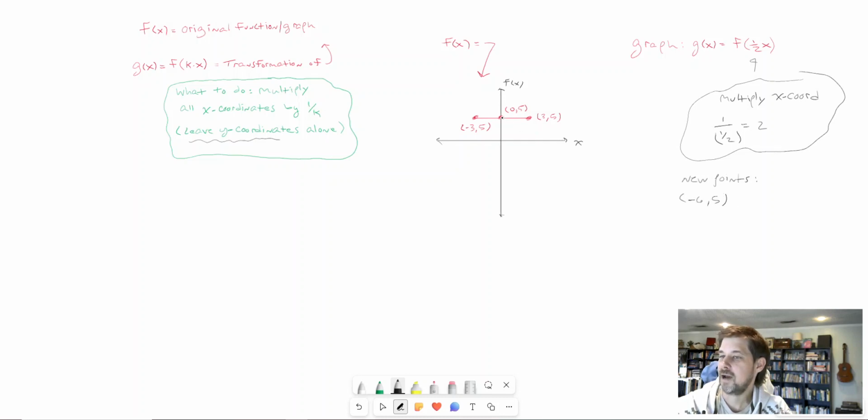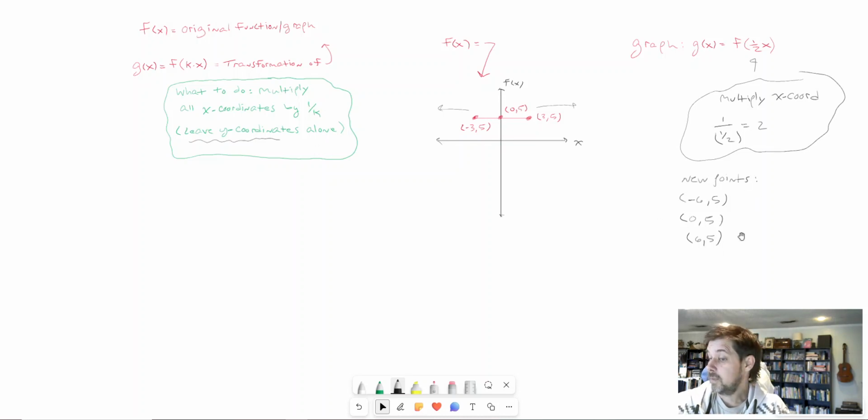If I take that one, 0 and 5, and multiply the x coordinate by 2, 0 times 2 is still 0, so it's not going to move that one. I'll get 0 and 5. With this one, 3 and 5, if I multiply the x coordinate by 2 and leave the y coordinate alone, I'll get 6 and 5. So imagine if you had this same shape, but with these points on it. This point's going to be further out that way because it's going to be at 6. And this point's going to be further out that way because it's going to be at negative 6. And that point in the middle is not going to move. It's just going to stretch the graph horizontally.